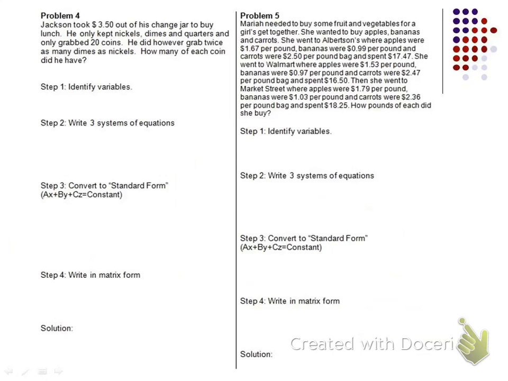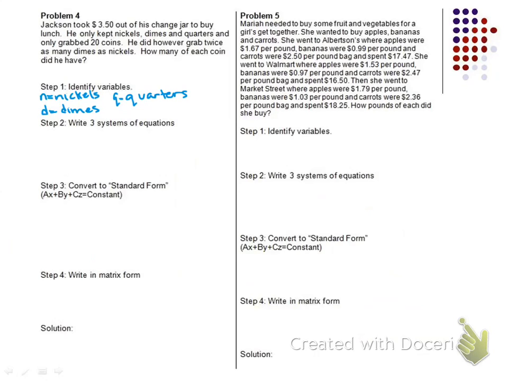Okay, so first we need to identify our variables. What are they? What are the 3 types of coins? Nickels, dimes, and quarters. Okay, let's go. Now, we need to write our 3 equations to make our system.